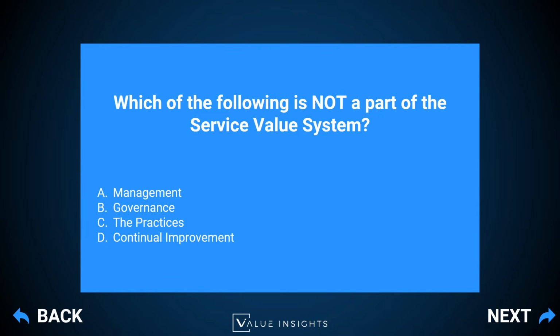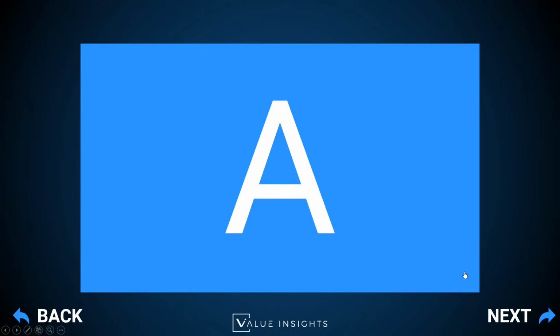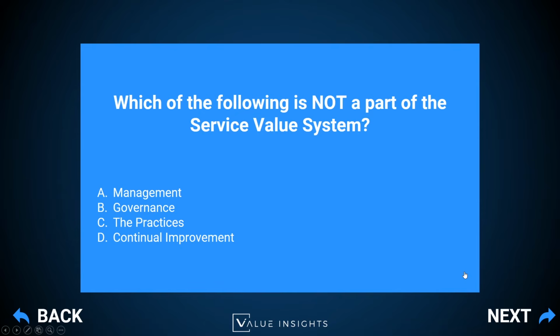Next question says, which of the following is not a part of the service value system? And I'll be back in a sec with the correct answer. And for this one, the correct answer is again A, because it's management. In the service value system, we have the guiding principles, we have governance, the practices, the continual improvement, and the centerpiece is the service value chain. Input is always opportunity and demand, and the output is always value.